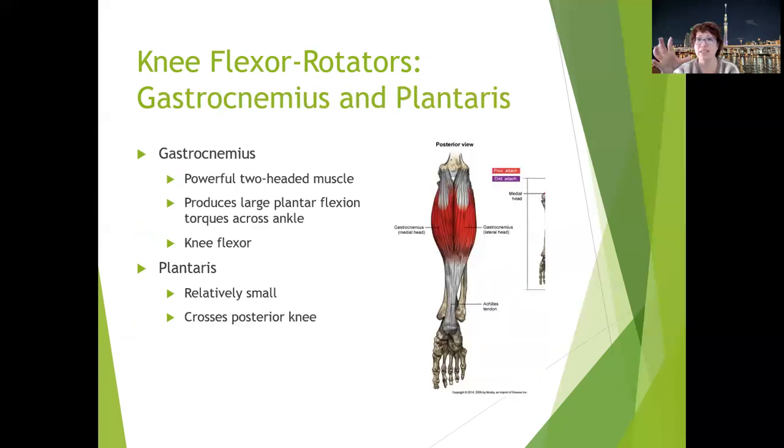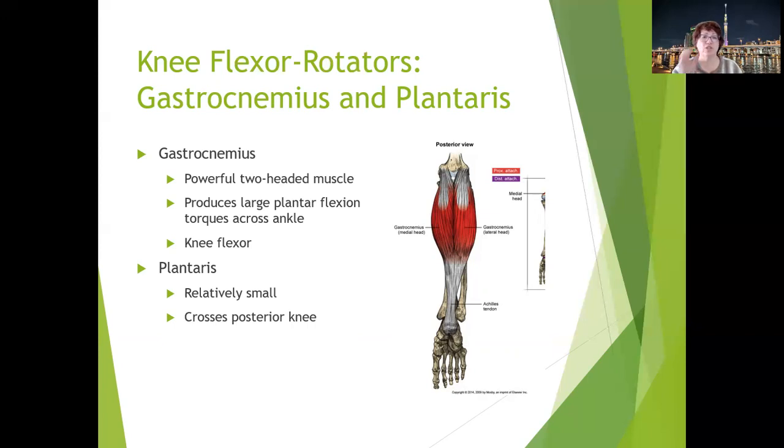So the gastroc and the plantaris are also knee flexors. They cross at the ankle and they have strong lines of pull for ankle plantar flexion, but they also cross the knee, so they have a line of pull for knee flexion because they run posterior to the medial lateral axis.